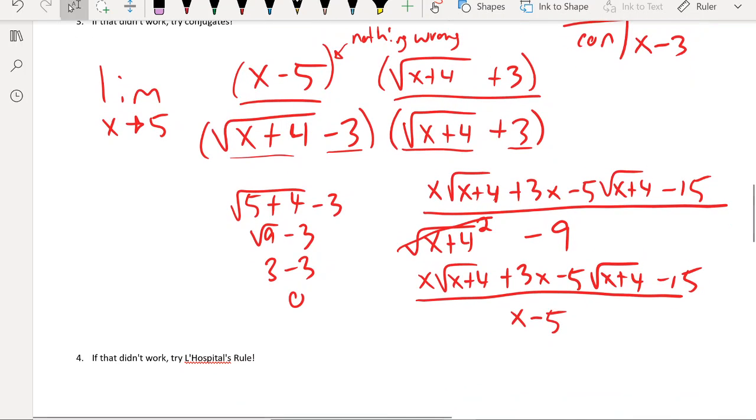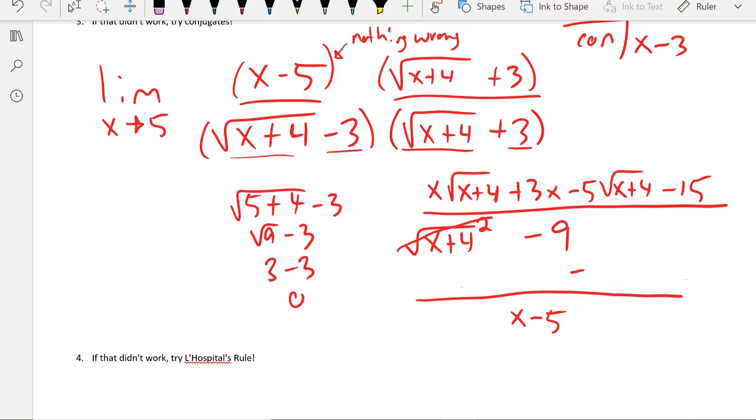And actually, it would have been better if I hadn't distributed all this stuff up here. So let's change this back to what it was before I FOILed it out. It was totally useless for me to FOIL it. Before I FOILed it, it was x minus 5 times the square root of x plus 4 plus 3. But now you can see, hey, look, that goes away. And that was the issue.